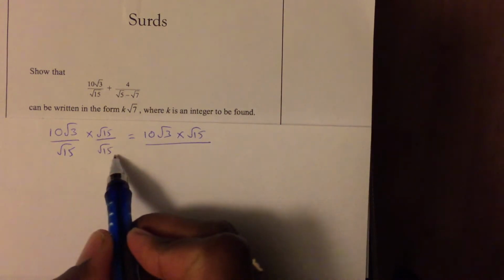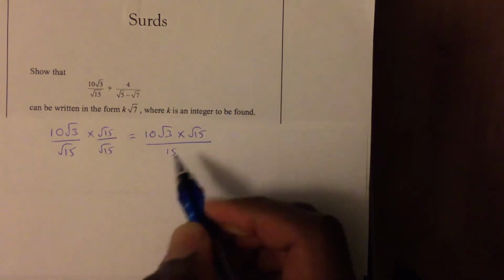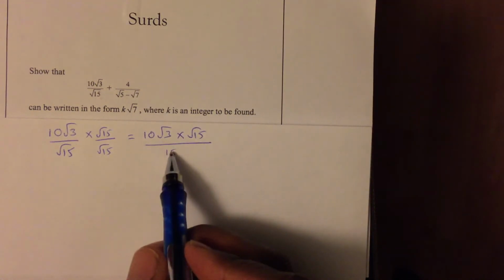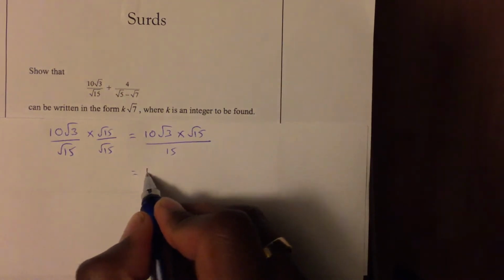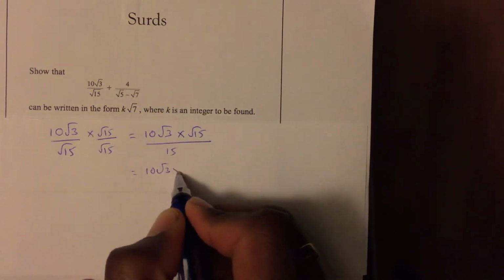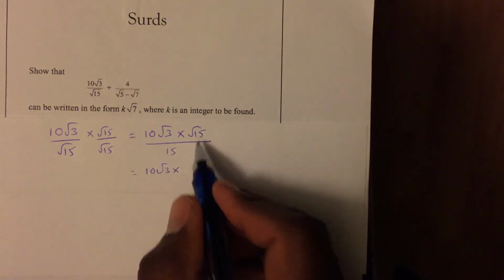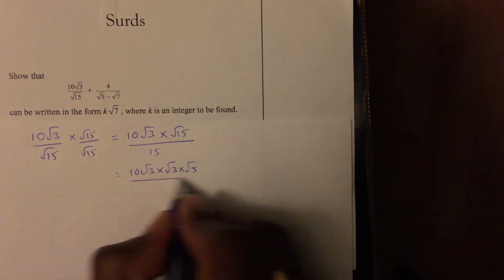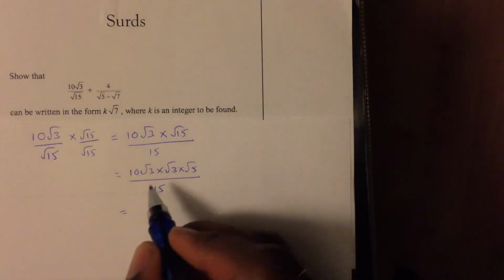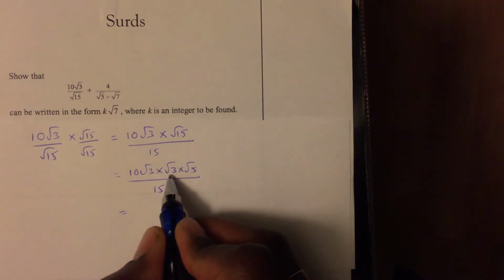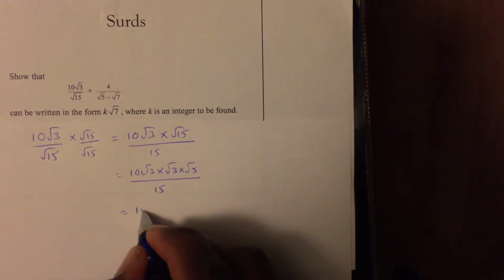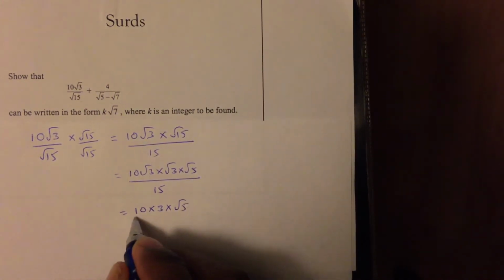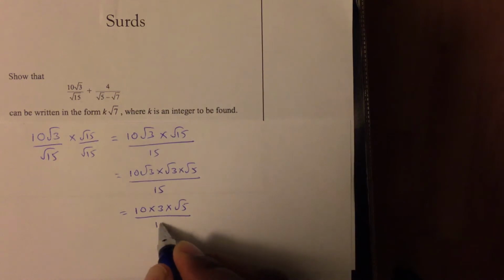Square root of 15 multiplied by square root of 15 will give us 15. So as you can see here, we got rid of the surd and we are left with a nice figure, which is 15. So we have 10 times square root of 3 multiplied by square root of 15, which is the same as square root of 3 multiplied by square root of 5, divided by 15. So square root of 3 multiplied by square root of 3 is equal to 3. So we have 10 multiplied by 3 and we are left with the square root of 5. So we put it here and the denominator is still 15.